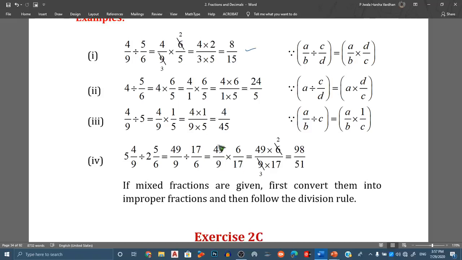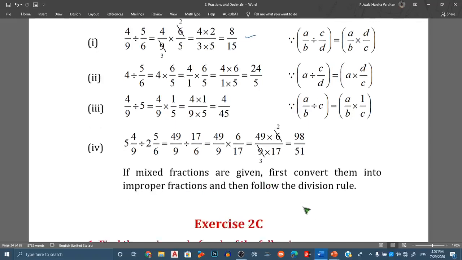And check whether there is any common factor for these. Check crossly. 49 and 9, there are no common factors. 6 and 17, there are no common factors. Check crosswise also. So for 9 and 6 you can divide by 3 table. 3 3s are 9, 3 2s are 6 here. So now you can multiply the numerators and denominators. 49 2s are 98 by 3 17s are 51.